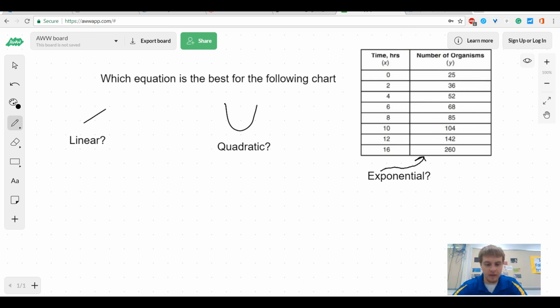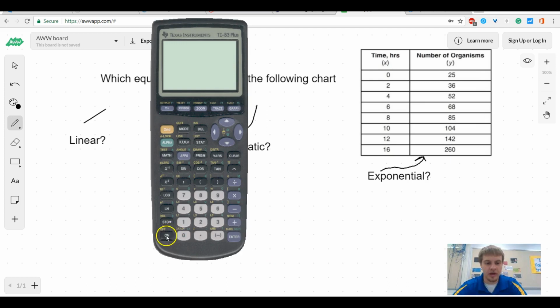So the first thing we're going to do again is put this in our calculator, since I don't want to graph this by hand. So I'm going to put this in my calculator. And we're going to clear the lists so that we have a fresh start. But we're going to plug this information in, so 0, 2, 4, 6, 8, 10, 12, 16. And we'll plug it in the other side, 25, 36, 52, 68, 85, 104, 142, and 260. So now I've got both things in my chart.